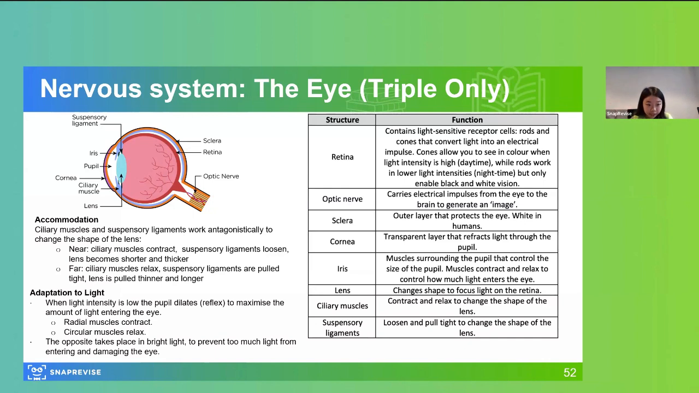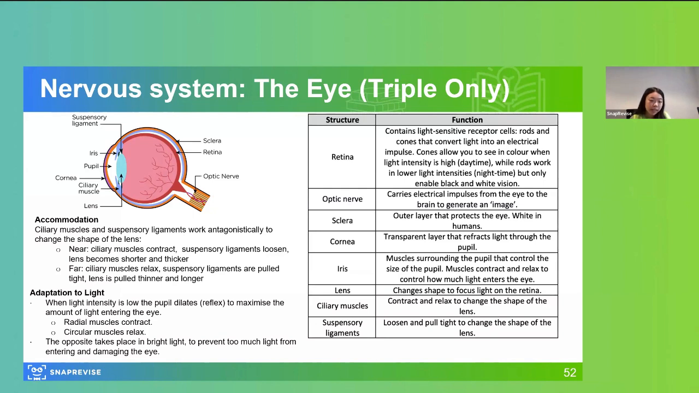Adaptation to light is when there are different light intensities, and this allows our pupils to dilate and constrict. The reason is that if there is a very bright light, you don't want to damage your eye, so it constricts, makes it smaller, so not too much light is going in. And if it's very dim light, your pupil dilates, so that when it's larger, you get more light in, so you can see in darker light.